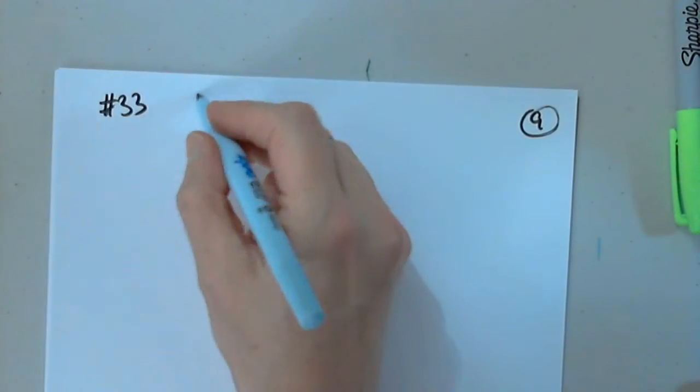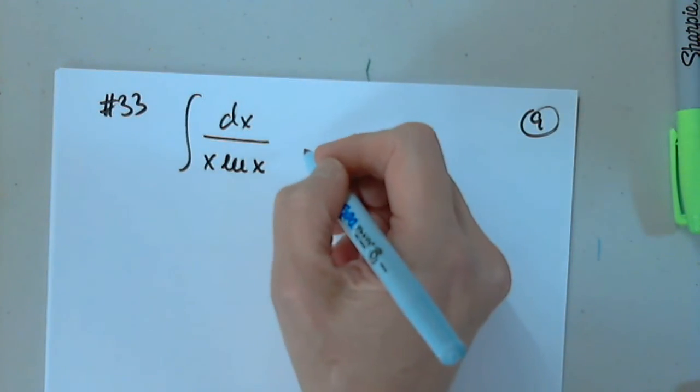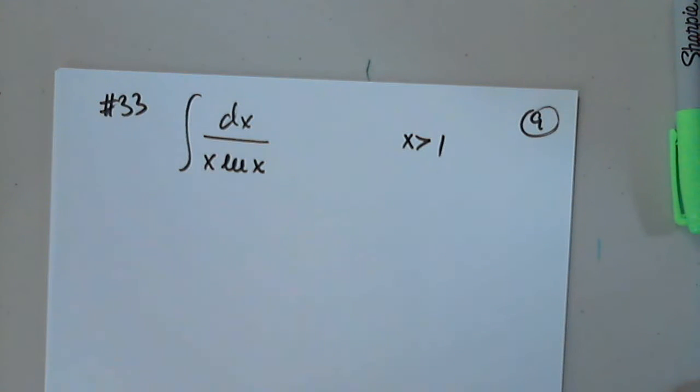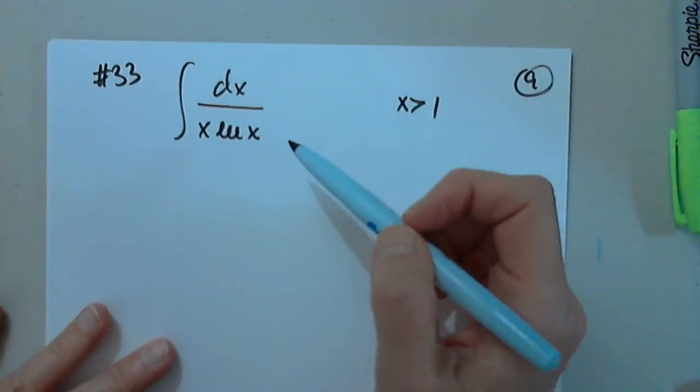33, where is my book? 33. Yes. So this is the integral from dx over x natural log x. And of course, x has to be greater than 1, because otherwise the denominator will be 0. Good.